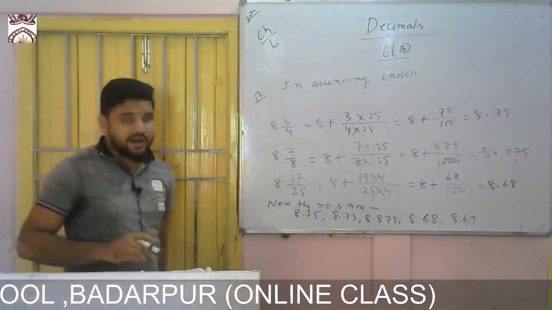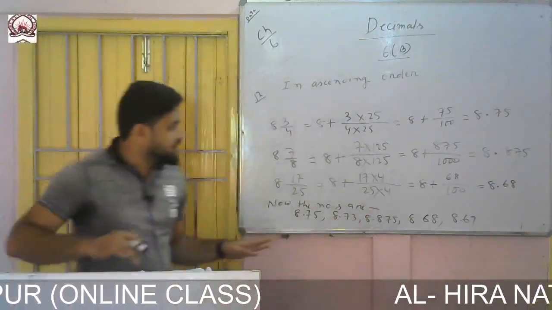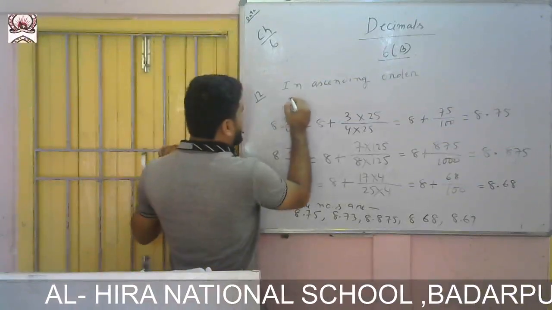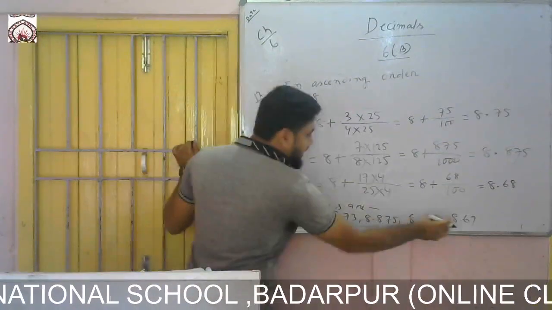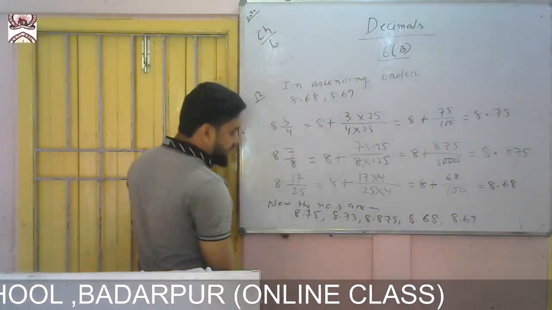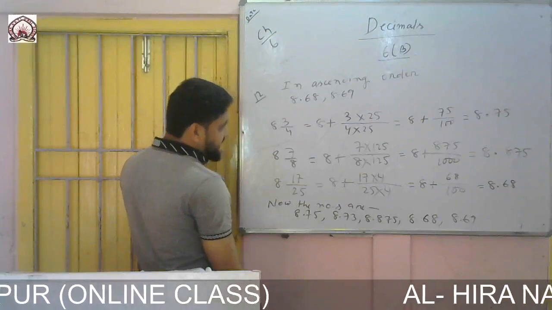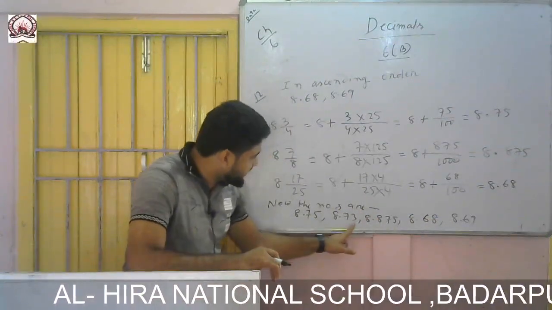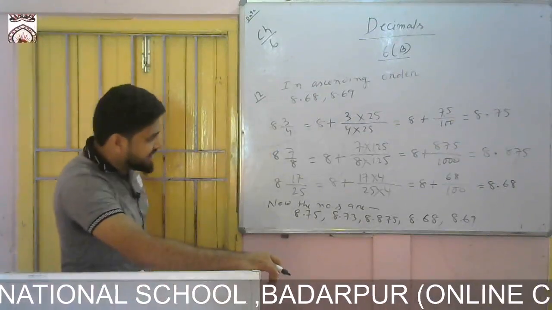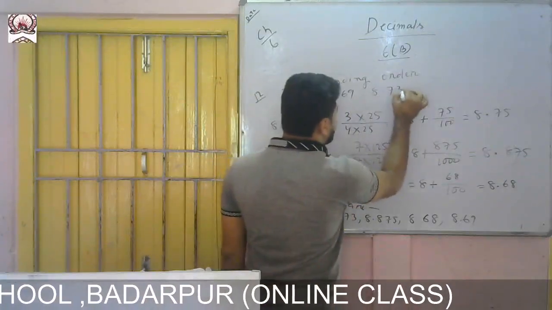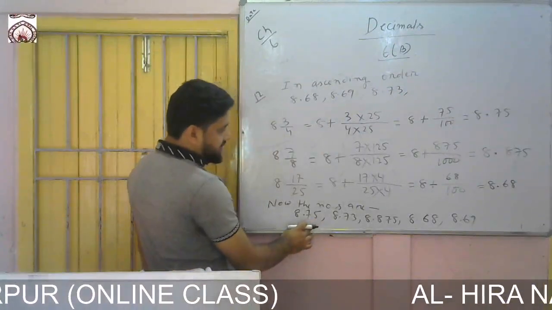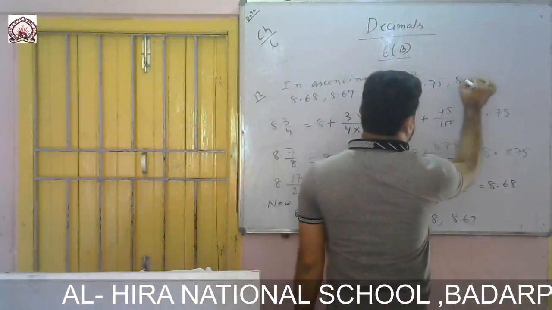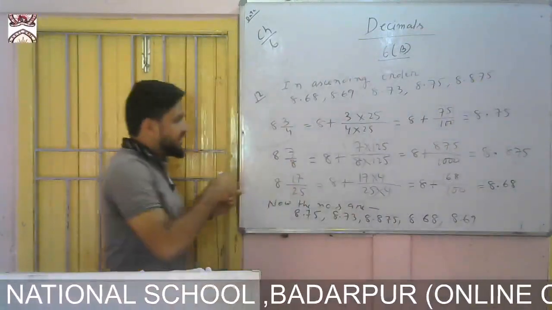Okay, so which one is the lowest? 8.68. So first you write 8.68 here, then 8.69, then 8.73, then after 73 it is 8.75. Okay, then after 8.75 comes 8.875.